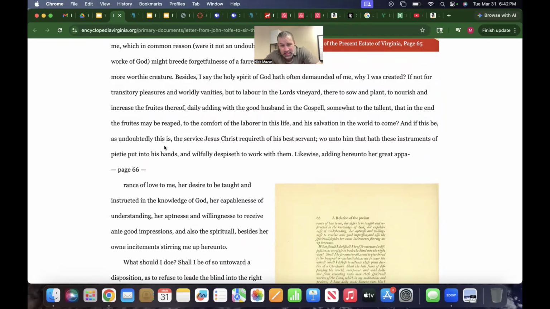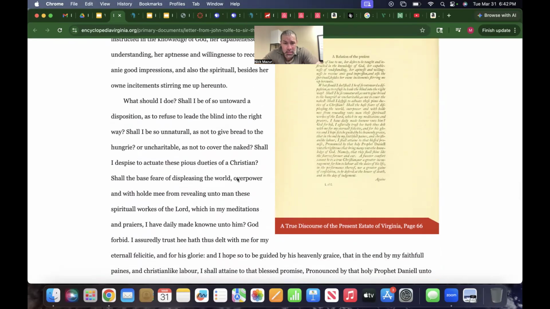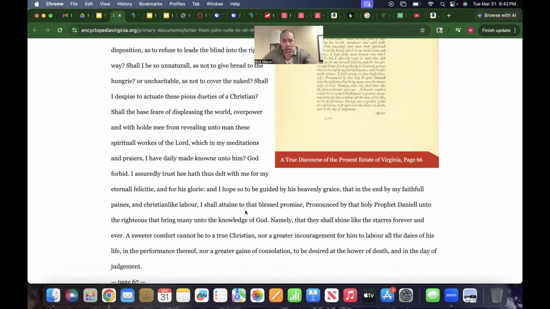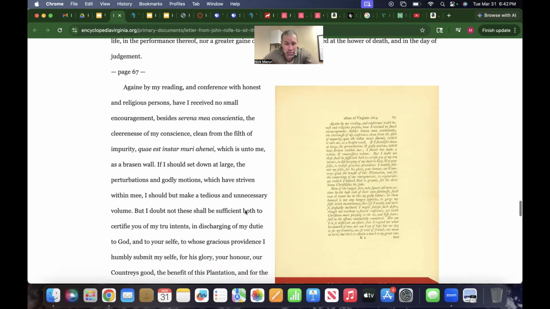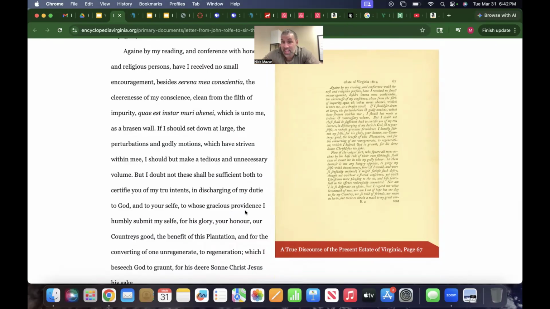And if this be undoubtedly this, the service of Jesus Christ requires that his best servant, John Rolfe, would have the instruments in his hands to be able to do the good work. All right. And he's asking himself, well, what should I do? Should I do the right thing and be able to get to know this person and do all of the necessary things with Pocahontas and getting married, because remember, she's a savage.